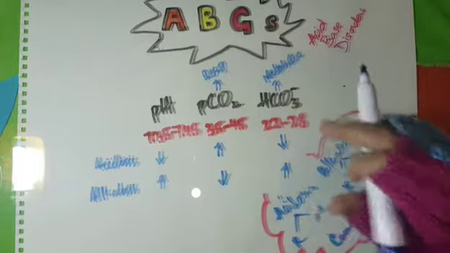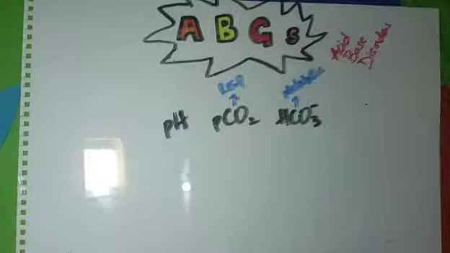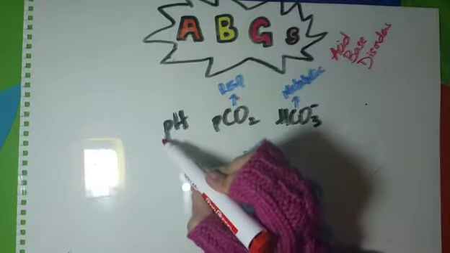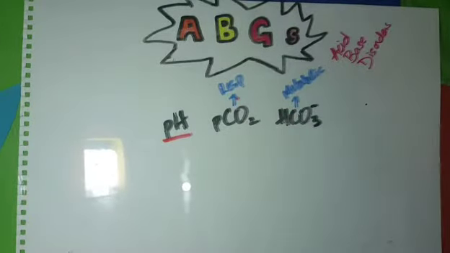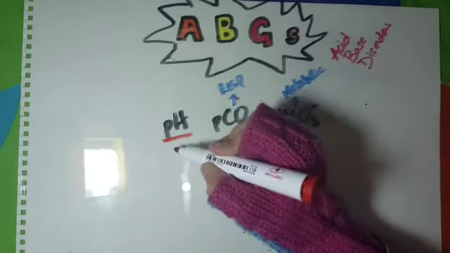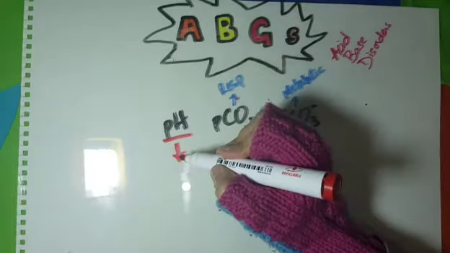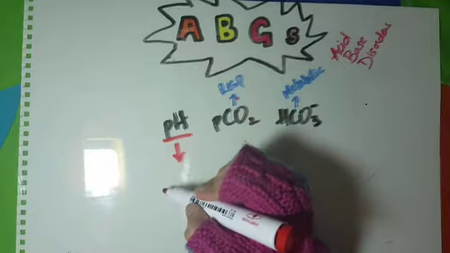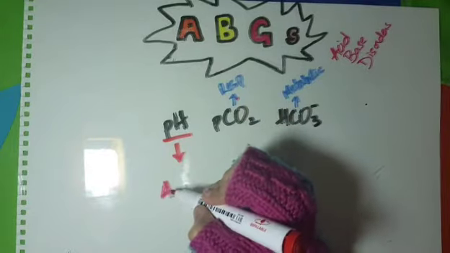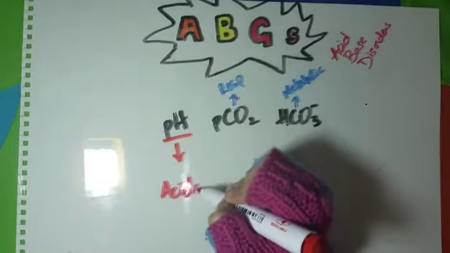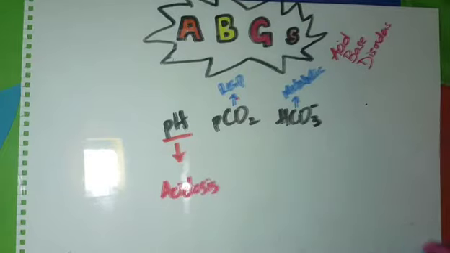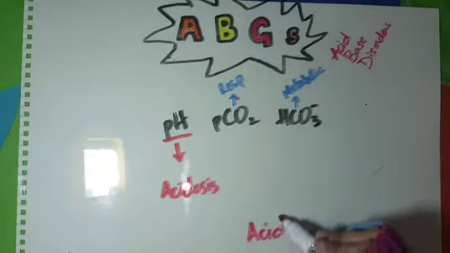Now I'm going to tell you how we can interpret it by just these three things. First you see the pH, because it tells you whether the patient's pH is normal or the patient is in acidosis or alkalosis. Let's say the pH is less, what does it mean, Maryam? It means it will be acidic, so the patient is in acidosis. So you write acidosis.